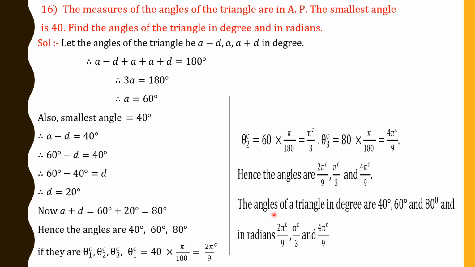Therefore, the angles of the triangle in degree are 40 degree, 60 degree and 80 degree. And in radians 2 pi divided by 9, pi divided by 3, 4 pi divided by 9.